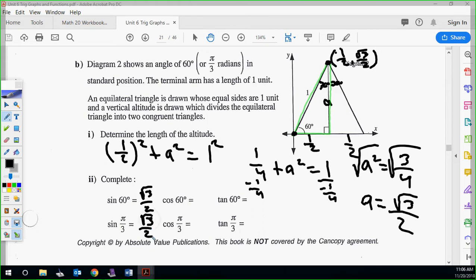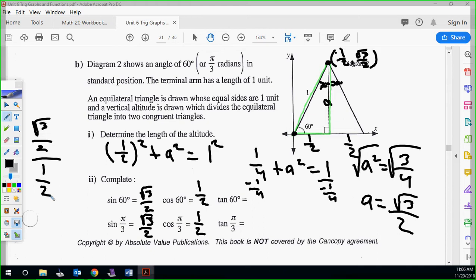What's cosine of 60? X value. 1/2. And then tan, we want Y over X. So tan, we're going to do a little bit of work, but it actually simplifies kind of nicely, because look, it's root 3 over 2 over 1/2. Y over X, right? Y over X.